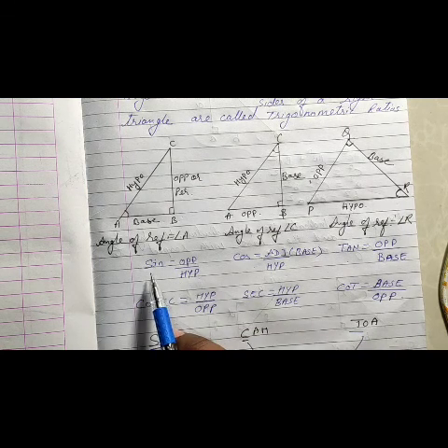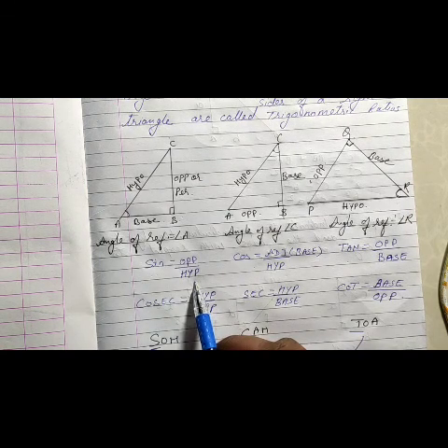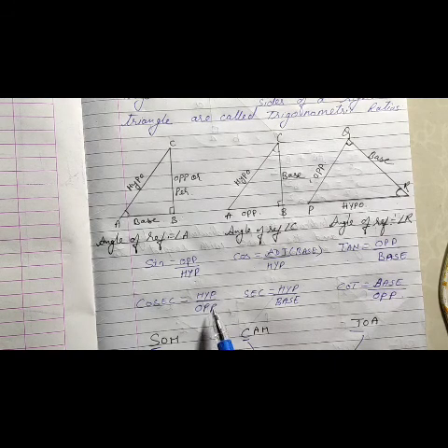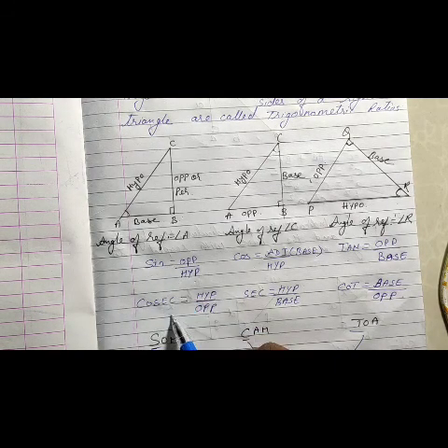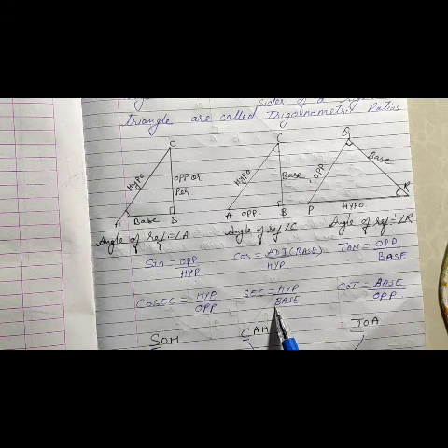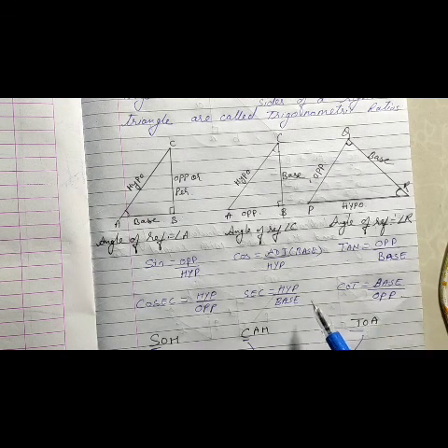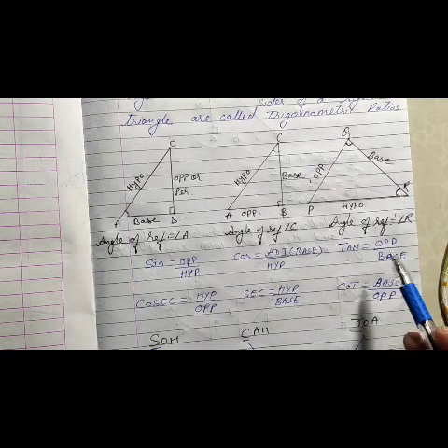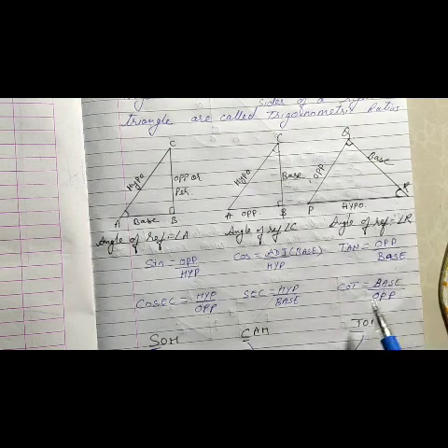For example, sine is opposite upon hypotenuse. If we reverse, we get hypotenuse upon opposite. So we can say sine and cosec are the reciprocal of each other. Cos is adjacent upon hypotenuse, so sec is hypotenuse upon adjacent or base. Similarly, tan is opposite upon base, cot is base upon opposite.